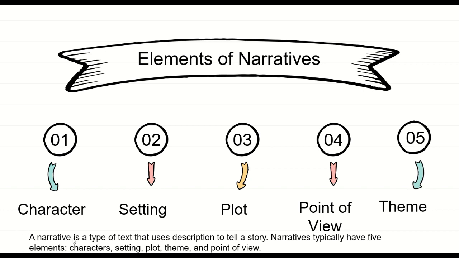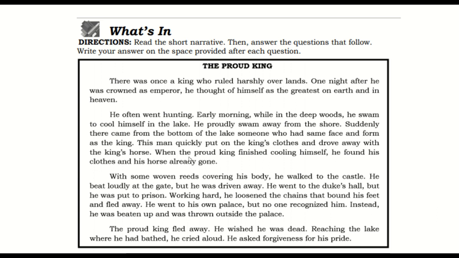So, again, a narrative text or a narrative is a type of text that uses description to tell a story. Okay? Narratives typically have 5 elements. We have the character, the setting, the plot, the point of view, and the theme. But today, we're only going to discuss character and the setting. So, kindly get your module, go to page, if I'm not mistaken, page 9. Let us check. Okay, page 9 of your English module.